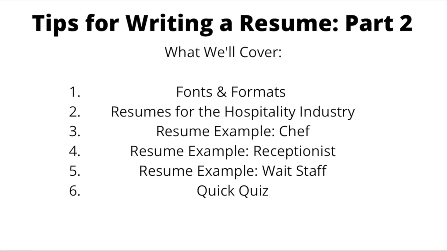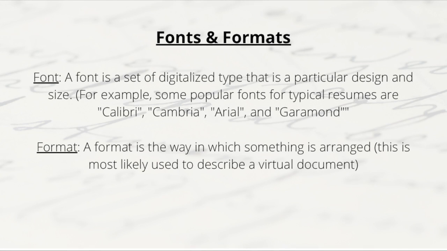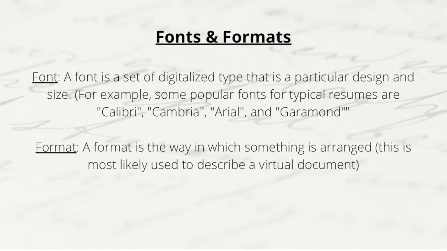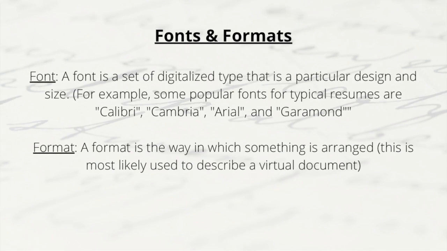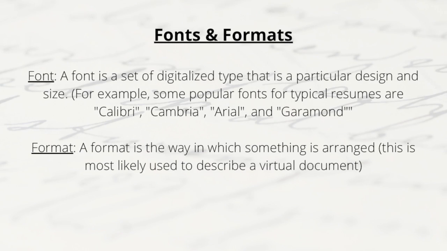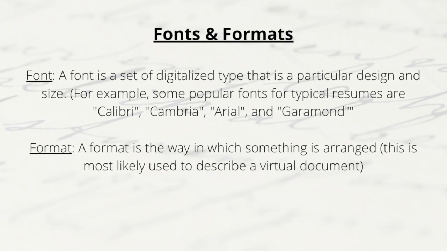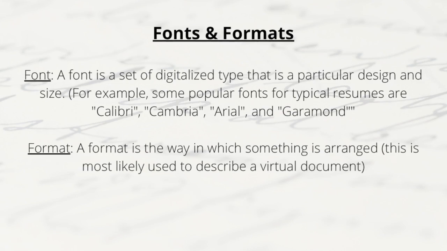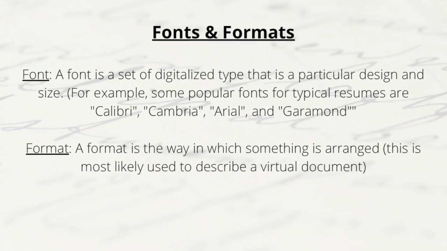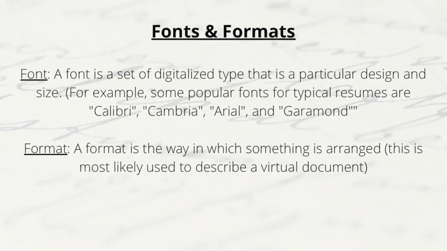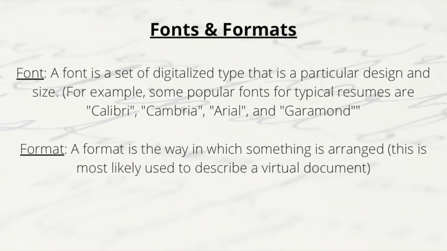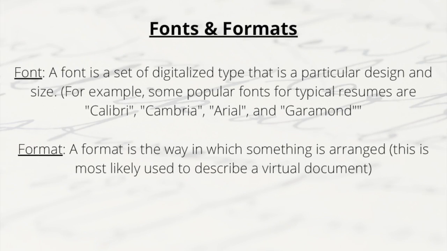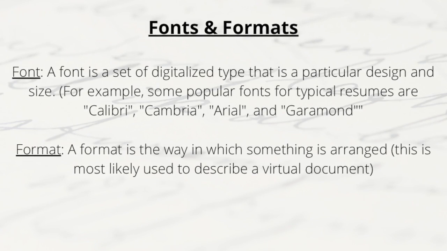So let's get started. I talked about both of these a little bit in yesterday's lesson, but I wanted to focus more on them for part 2. Those are fonts and formats. So what is a font? A font is a set of digitalized type that is a particular design and size. For example, some popular fonts that are used to make typical resumes are Calibri, Cambria, Arial, and Garamond.